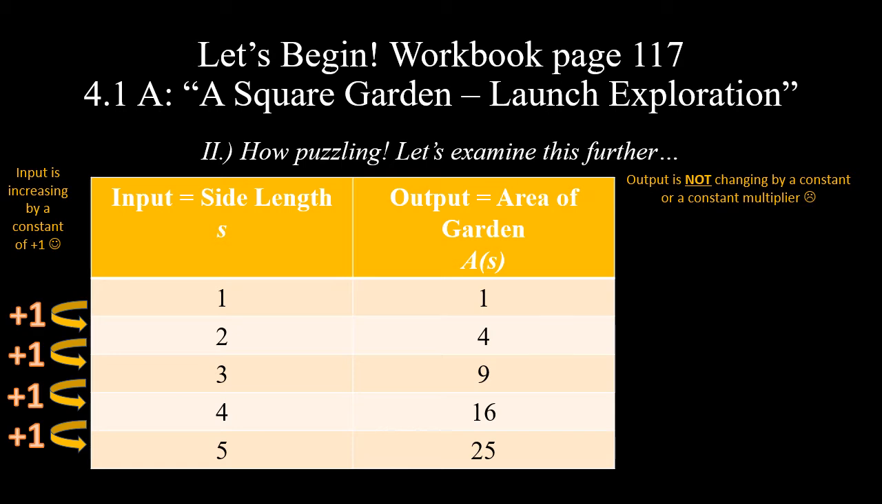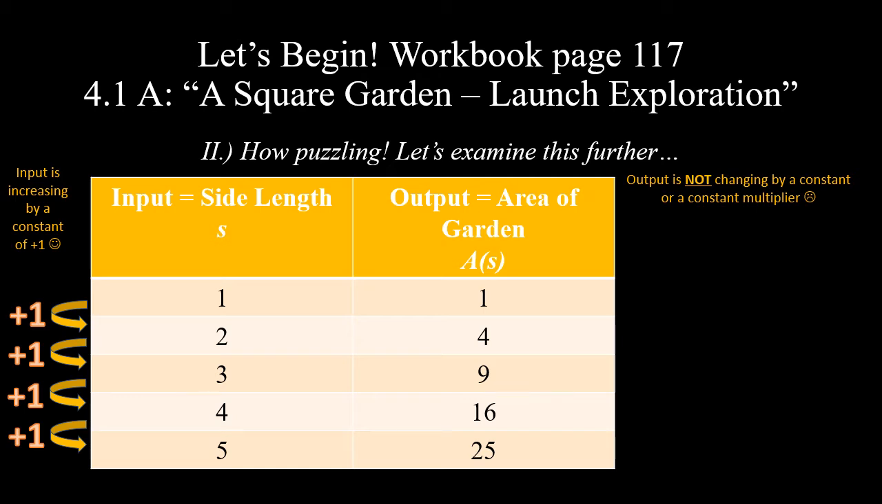So we're really puzzled, you guys, right? We were happy that our input was increasing by a constant of +1, okay? But when we examined this table and looked at our output, we found that it was not changing by a constant or a constant multiplier. So it was neither linear nor exponential. So what is it?